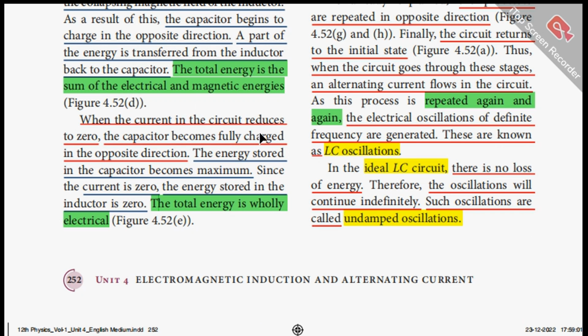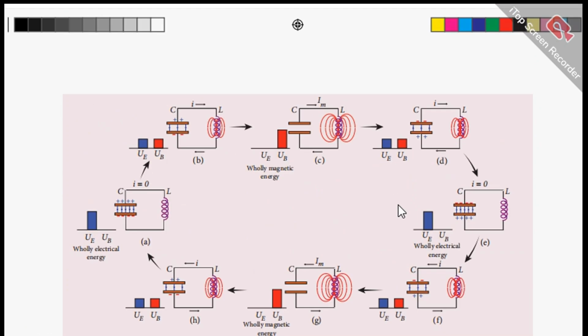Then, when the current in the circuit reduces to 0, the capacitor becomes fully charged in the opposite direction. The energy stored in the capacitor becomes maximum, and as the current is 0, the energy stored in the inductor is also 0. Therefore, the total energy is wholly electrical, and that is shown here in diagram E.